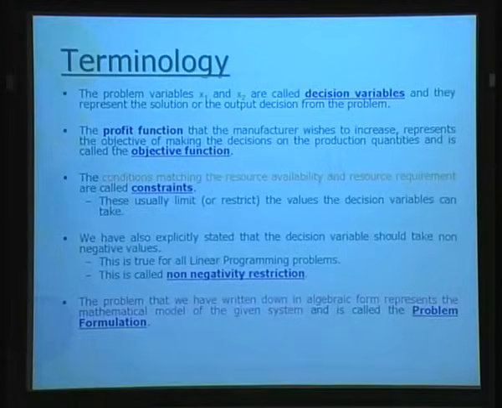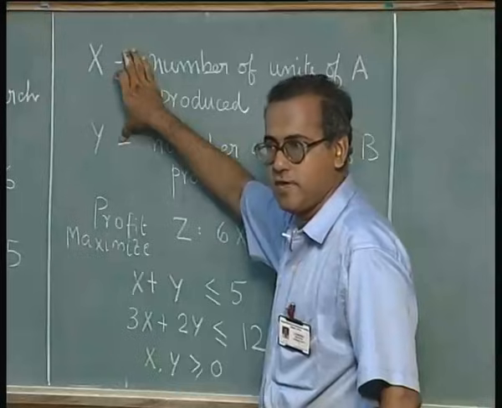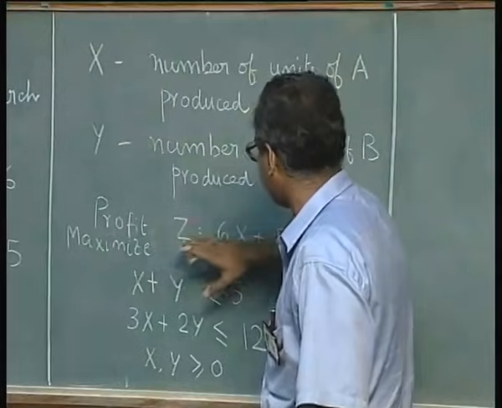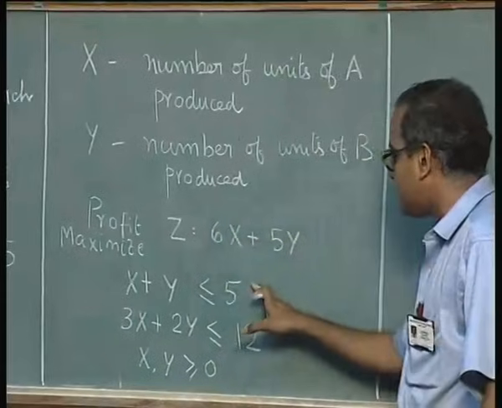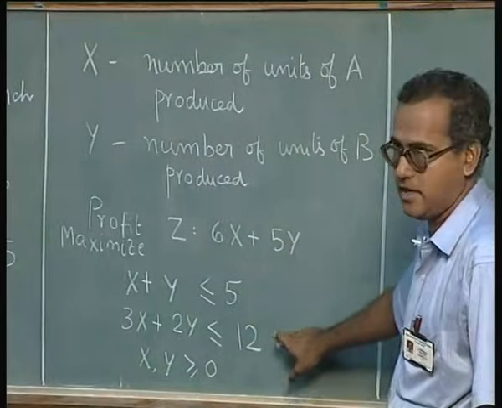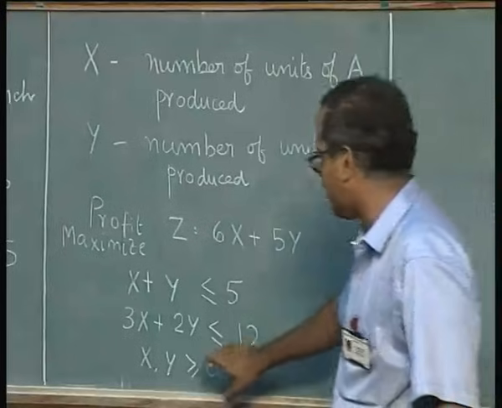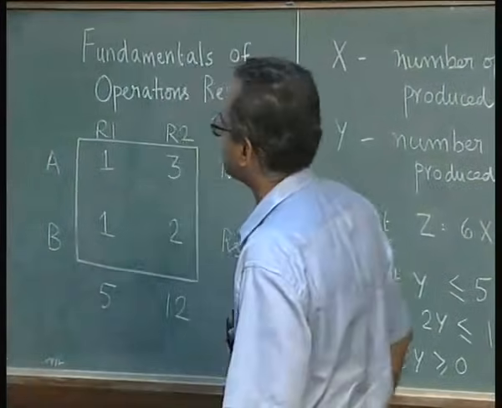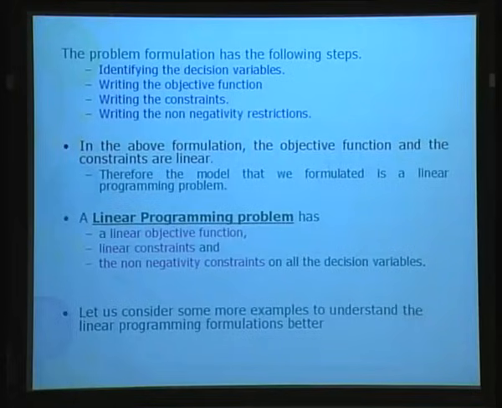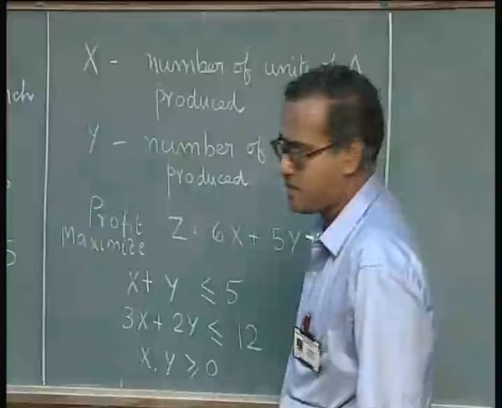Now as far as this problem is concerned, x and y are the decision variables. The function 6x plus 5y to be maximized is called the objective function. x plus y less than or equal to 5, 3x plus 2y less than or equal to 12 are the constraints, and x comma y greater than or equal to 0 are the non-negativity restriction. So the problem formulation has the four steps: identifying the decision variables, writing the objective function, writing the constraints, and explicitly stating the non-negativity restriction on the variables.